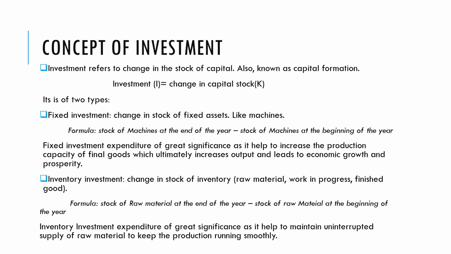By formula, change in fixed investment is calculated by the stock of fixed investment, for example machines, at the end of the year minus the stock of machines at the beginning of the year. For example, at the beginning of the year, a company has 200 machines, and at the end of the year, it has 400 machines. So the change in the machines is 400 minus 200 equals 200.